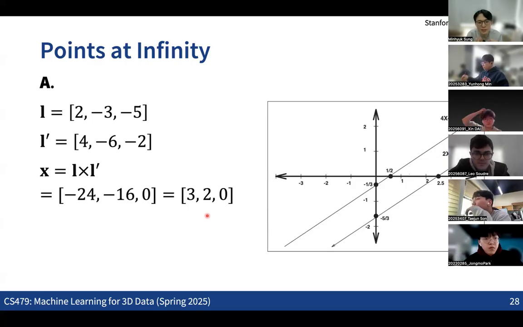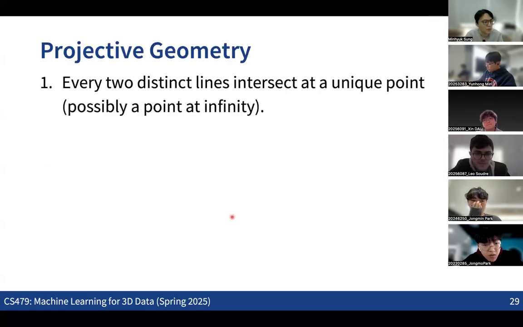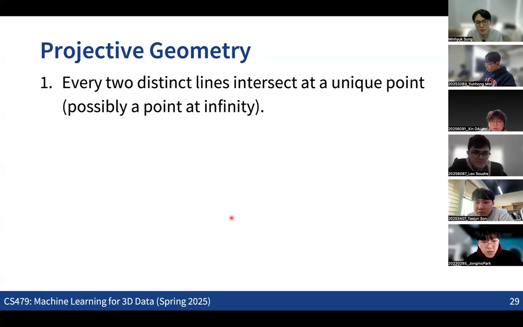So whether the lines are parallel or not, all distinct lines intersect at one point, and that point can be a point at infinity. So we have a very general rule for the projective space: any two distinct lines intersect at one unique point. That's an interesting characteristic of the projective space, which happens based on our definition of the points at infinity.